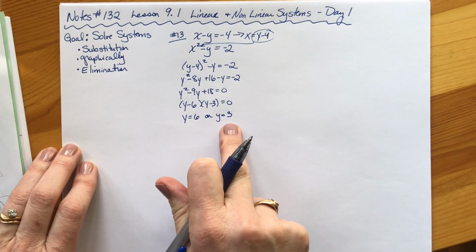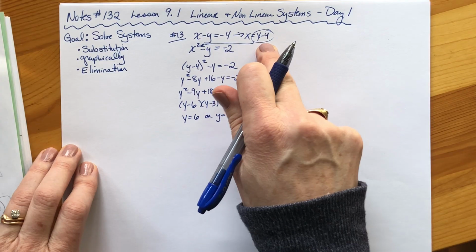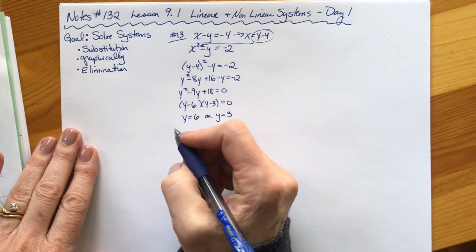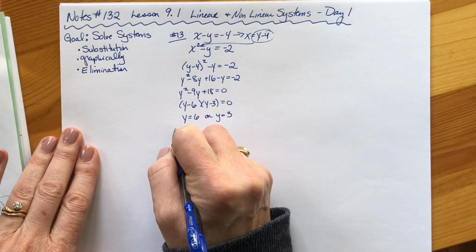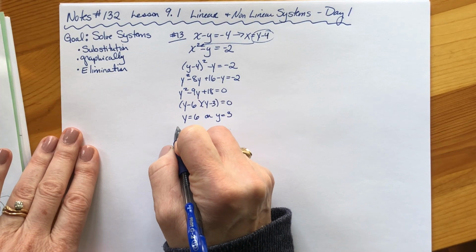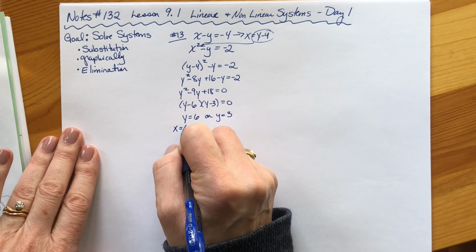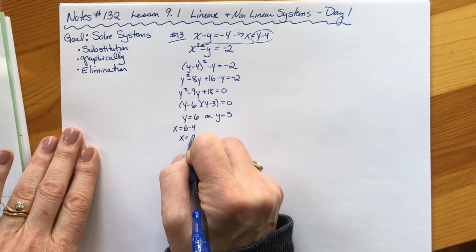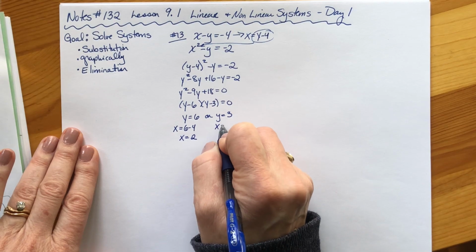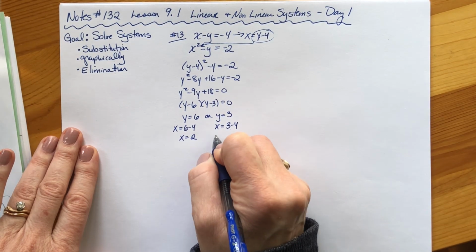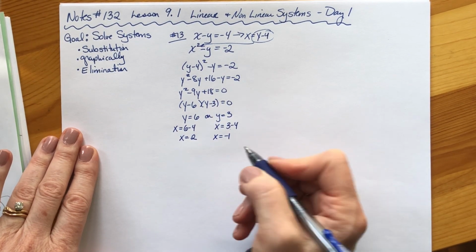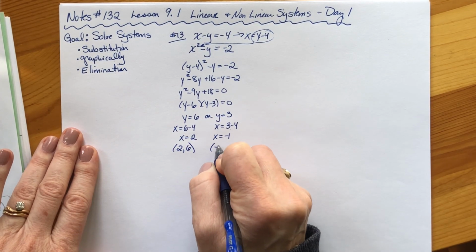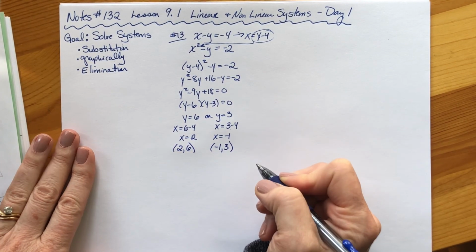I'm going to take those values for y and plug that back in to my original, or you can plug it in here to this one where you've solved for x. So I almost say here that x is equal to 6 minus 4, so therefore x is equal to 2, or x is equal to 3 minus 4, so x is equal to -1. So I have 2 ordered pairs, (2, 6) and (-1, 3), as my solution.